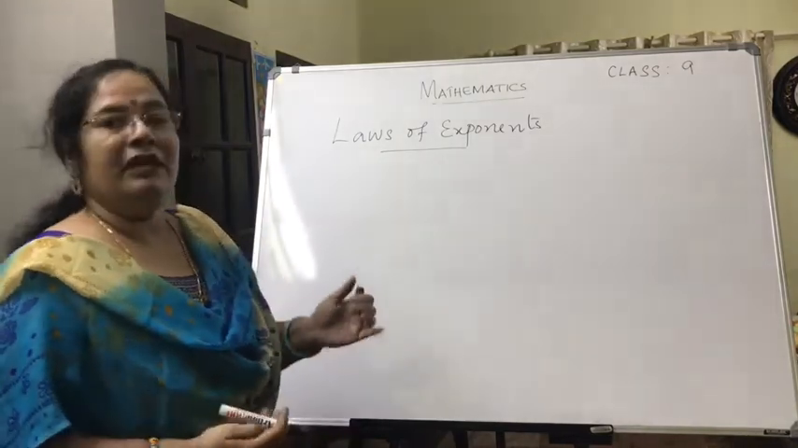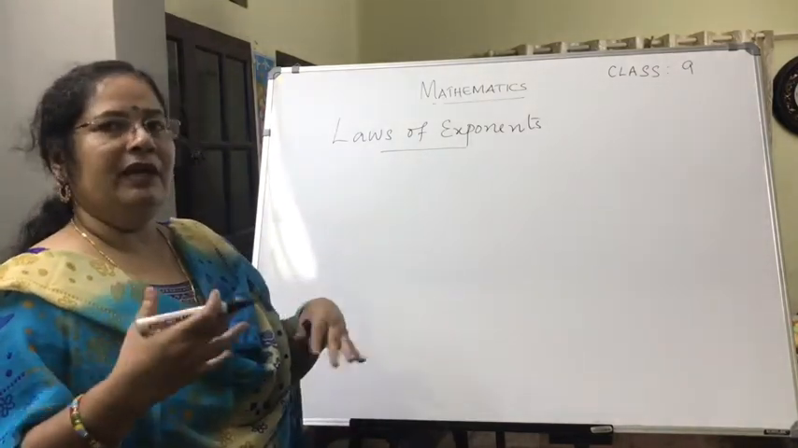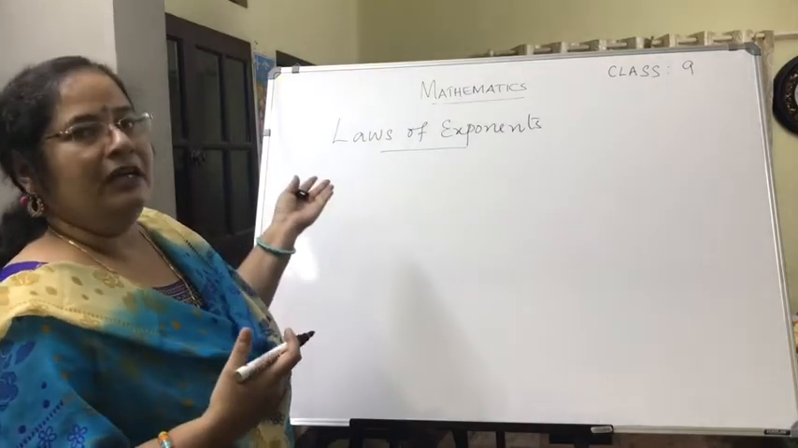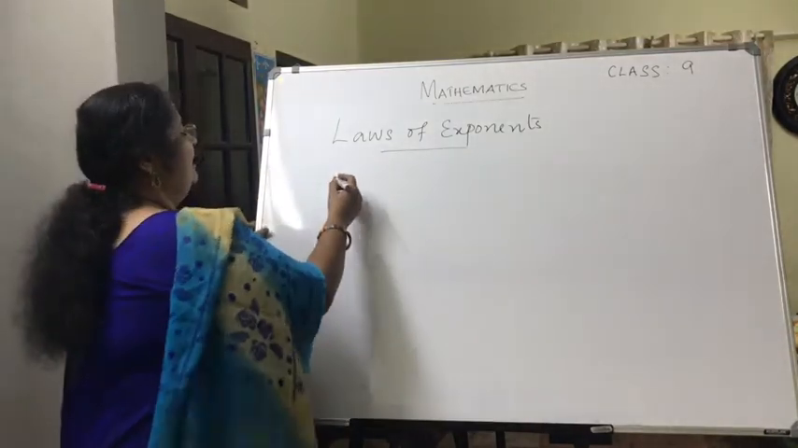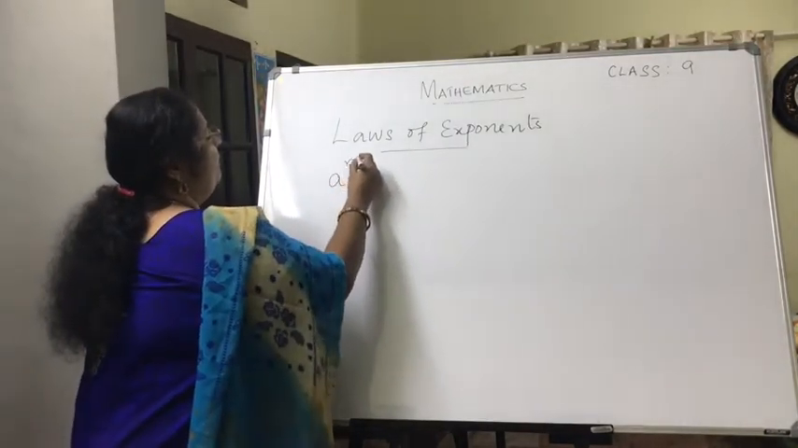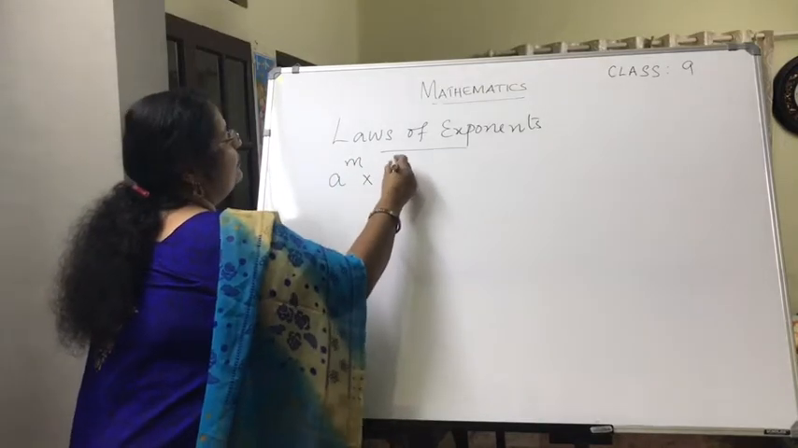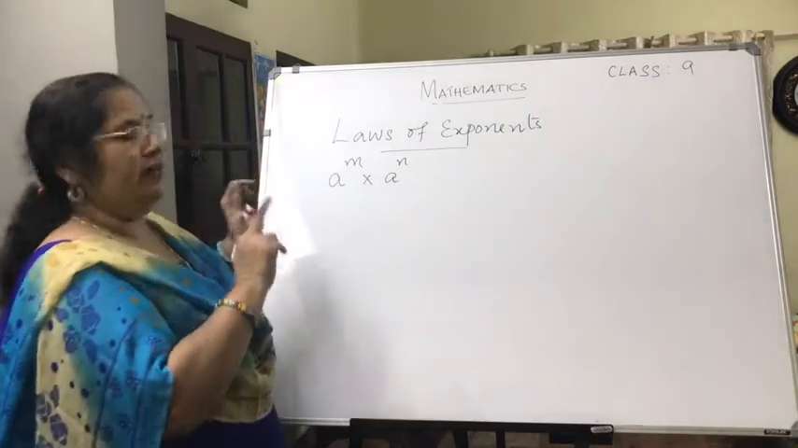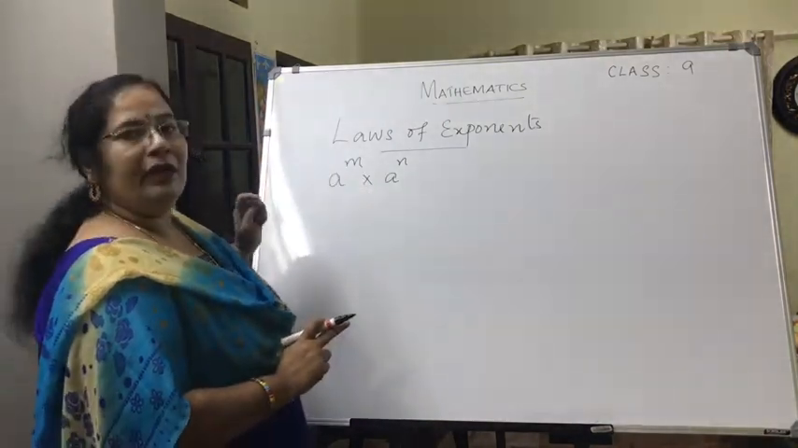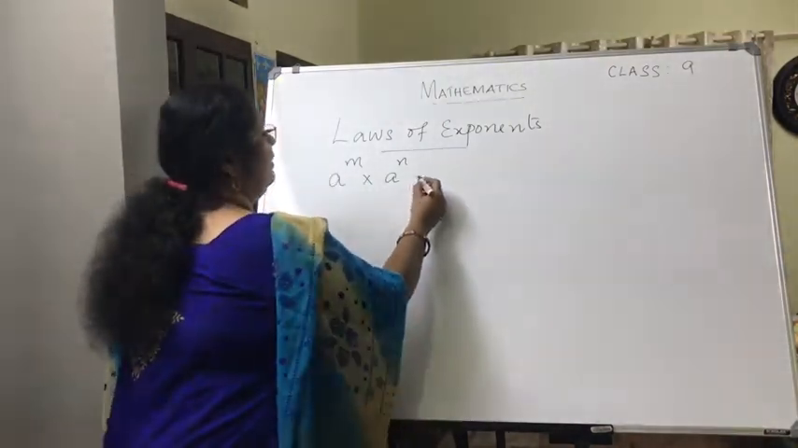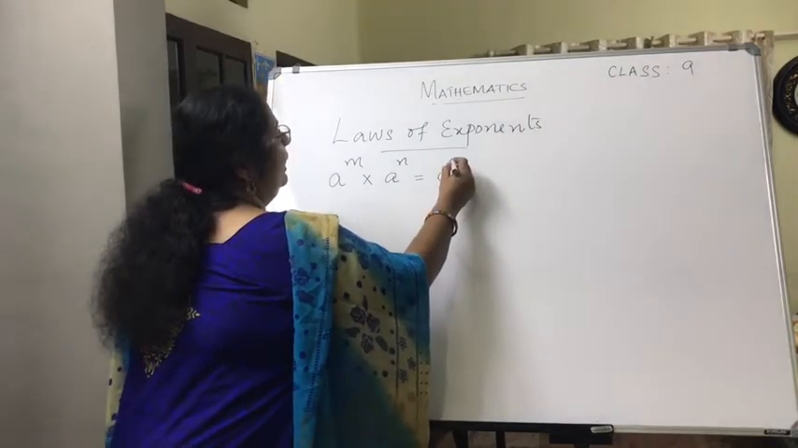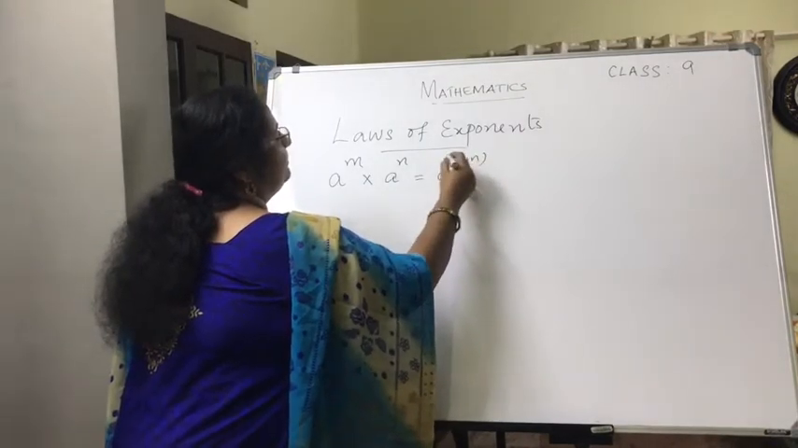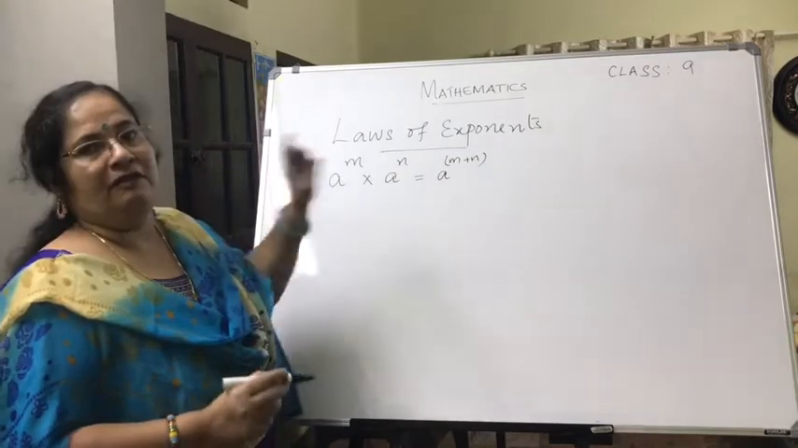Now, which are the main laws of exponents? You may be knowing them. You may say it along with me when I am doing it. Now, the first law is a raised to m into a raised to n. The base is the same, powers are different. So, a raised to m into a raised to n is equal to a raised to m plus n. You will add the powers.